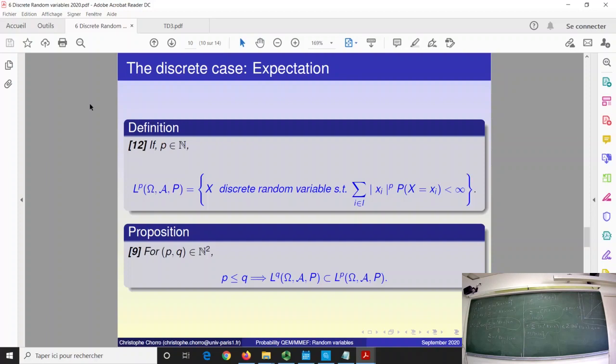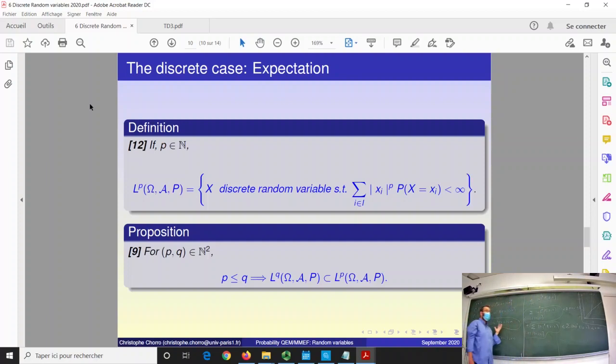So, I repeat. I want to prove that LQ is included in LP. So I want to prove that if the condition in the definition of LQ is fulfilled, that is this one, I want the condition for LP to be fulfilled. That is, this one is finite. So my hypothesis is what I have circled in orange here. So the sum I am interested in, this one, I want to prove that it is finite.